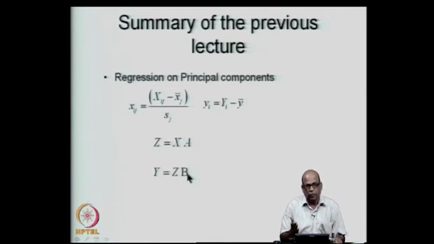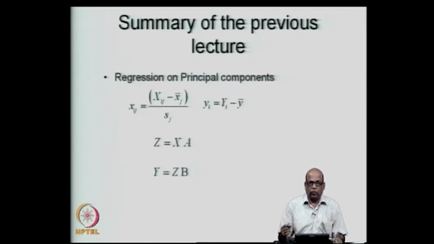And then we have also seen the expression for b, which is essentially the same as what we did in our multiple linear regression, where we regress the original variables x directly, not even transformation. We used directly the x variables and then regressed y with x.